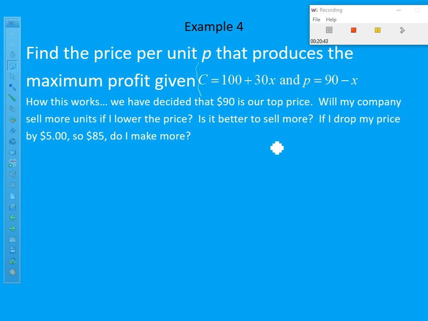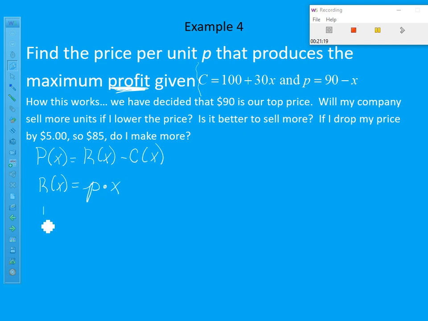Now guys, I'm going to underline this word profit. We're trying to maximize the profit. So I need a profit equation. And remember, profit is your revenue minus your cost. Well, but when I look through this, I don't have a revenue equation yet. But my revenue equation is the price that we're charging times the number of units that we're selling.